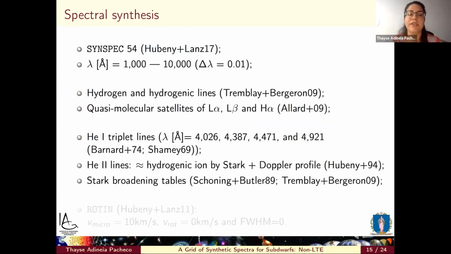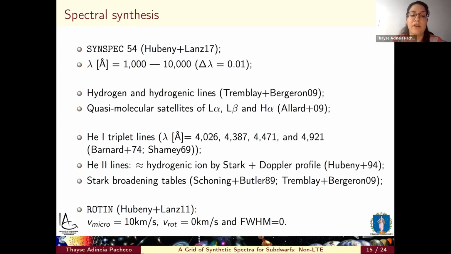We also treated the helium triplet lines, the helium-2 lines, which is approximately a hydrogenic ion, by Stark and Doppler profile, and also Stark broadening table. Finally, we use the routine to include the microturbulence velocity of 10 kilometers per second, and no rotation and no instrumental full width at half maximum.